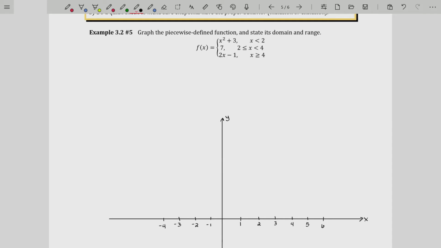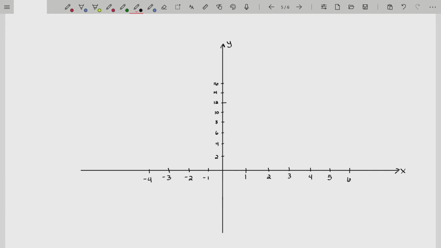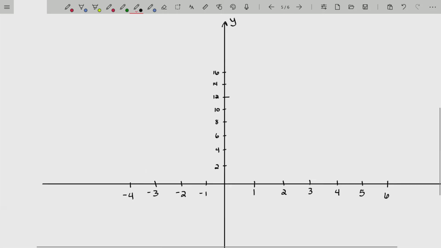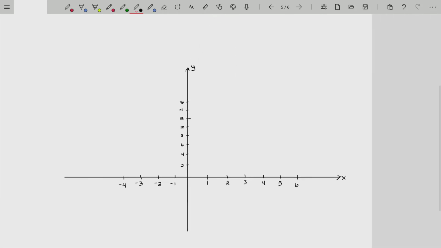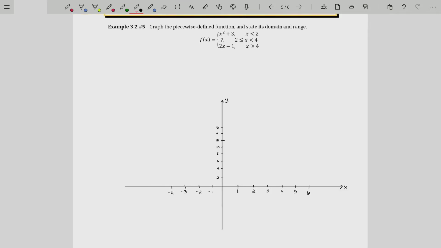So what I'm going to do is scale the y-axis by 2s. You don't have to do that, but it does actually help out to do that, and you'll see why in a moment. Sorry that those spacings are not exactly perfect. That's okay. All right, so let's go ahead and graph.